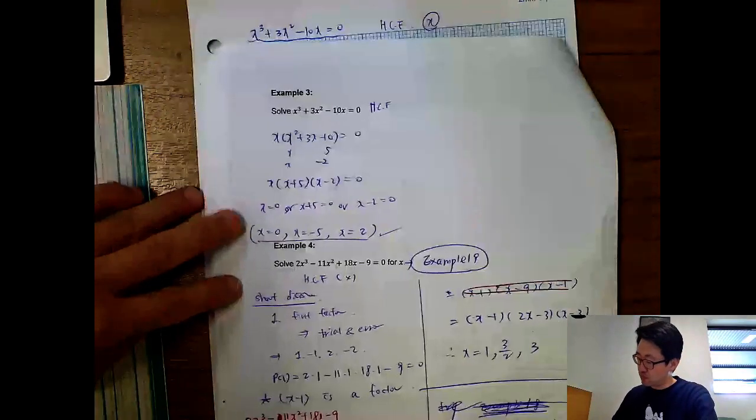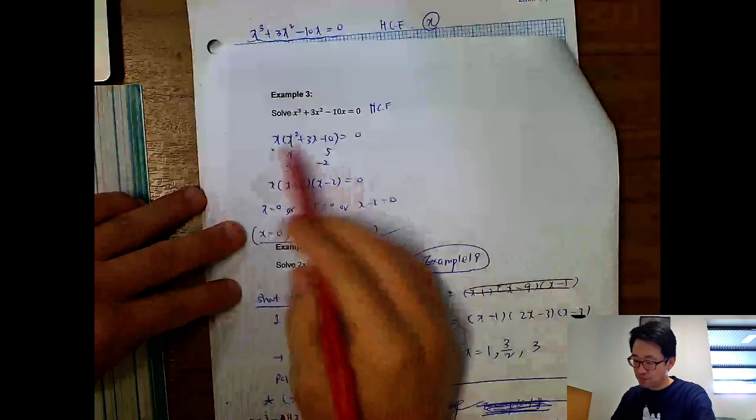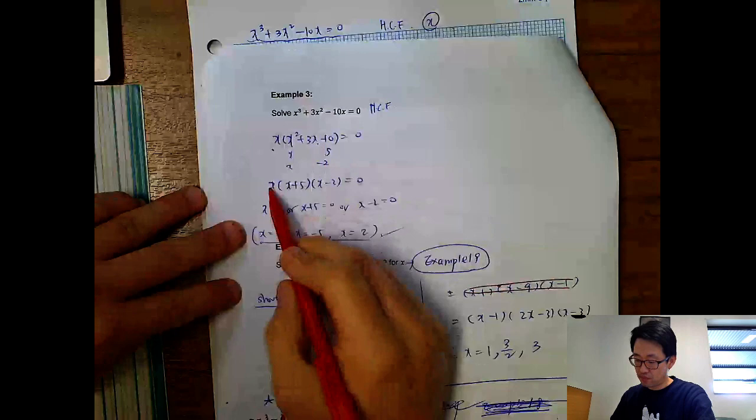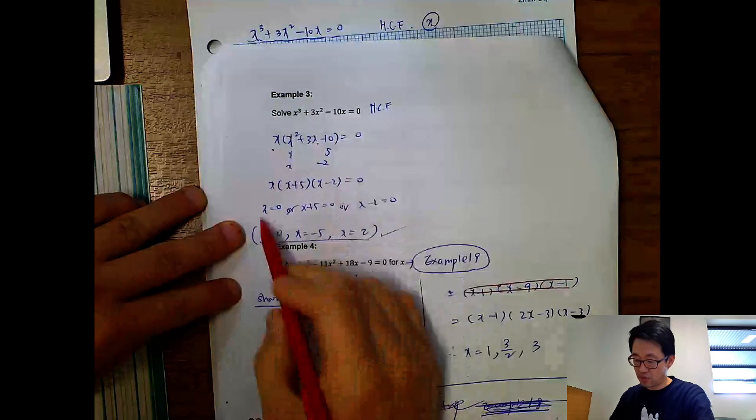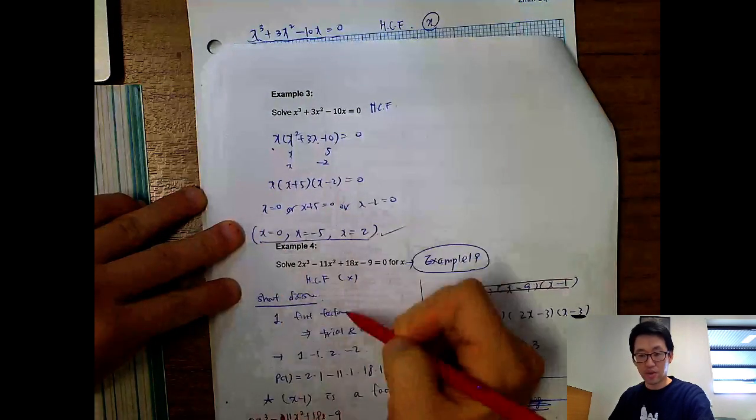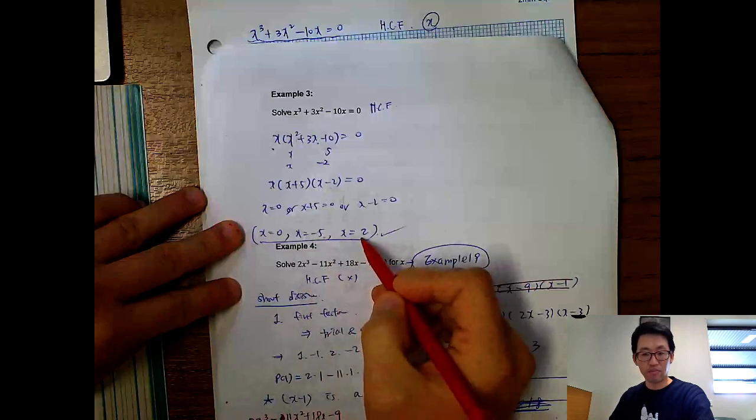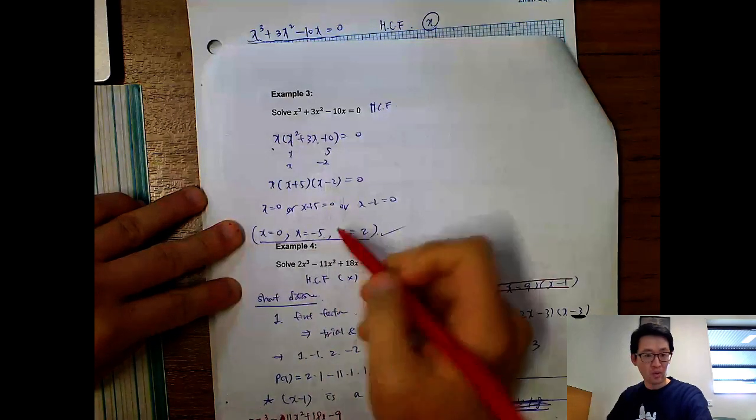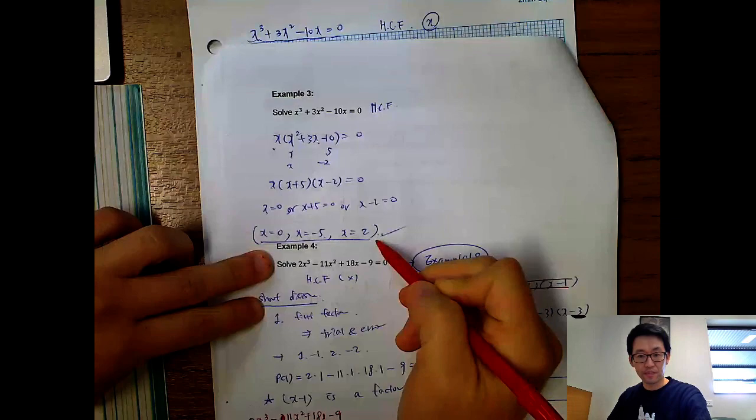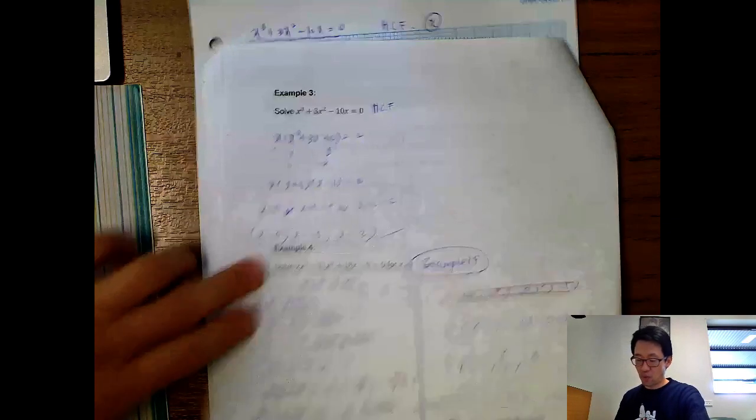Okay, that should be the solution. Yep, 5, 2. You get 0, minus 5, 2, x equals. Hopefully you get that. Yep. And then example 4.